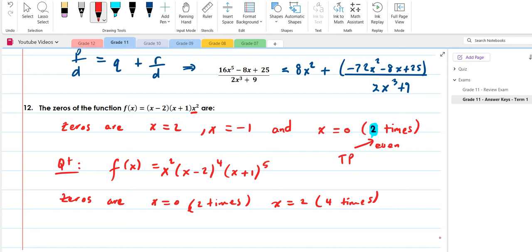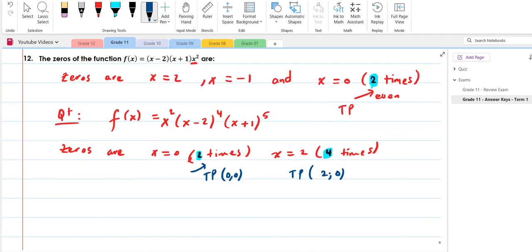And so now whenever it's an even number of times, there's always a turning point. So the turning point will be at (0, 0) on the x-axis. In other words, over here the turning point will be on the x-axis as well. So the turning point, or the vertex, will be at (2, 0) on the x-axis, and the last zero was x equals negative 1, but that is 5 times.